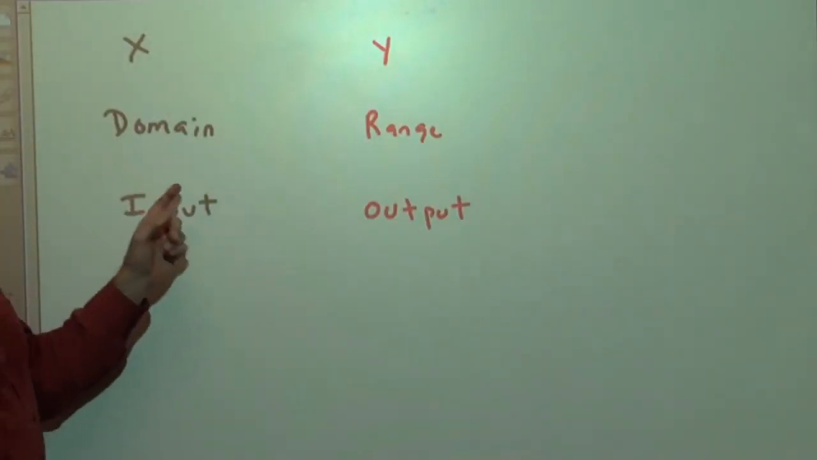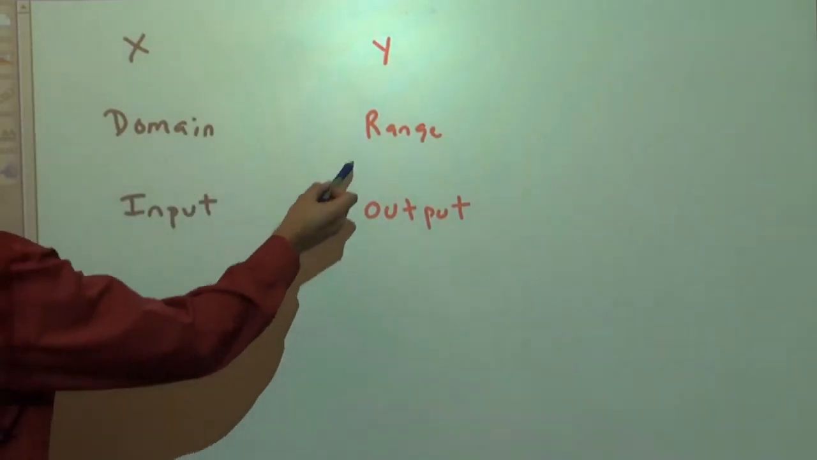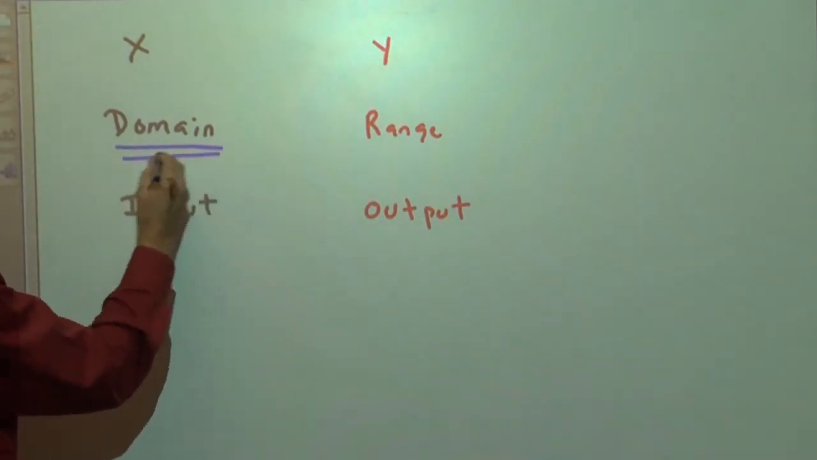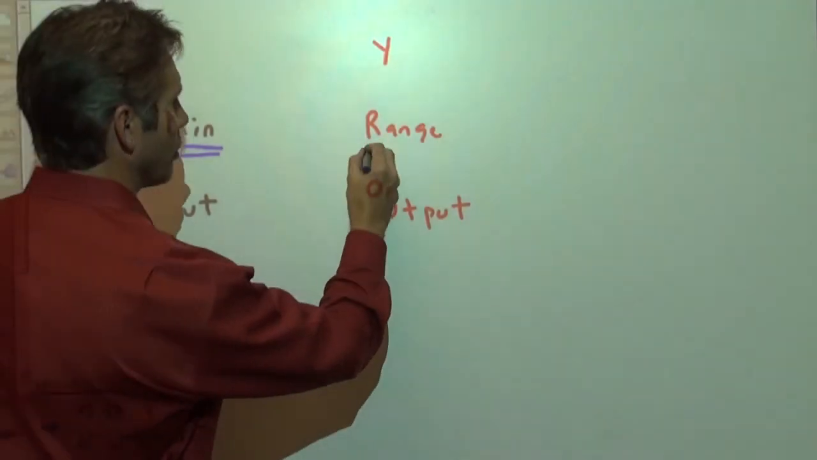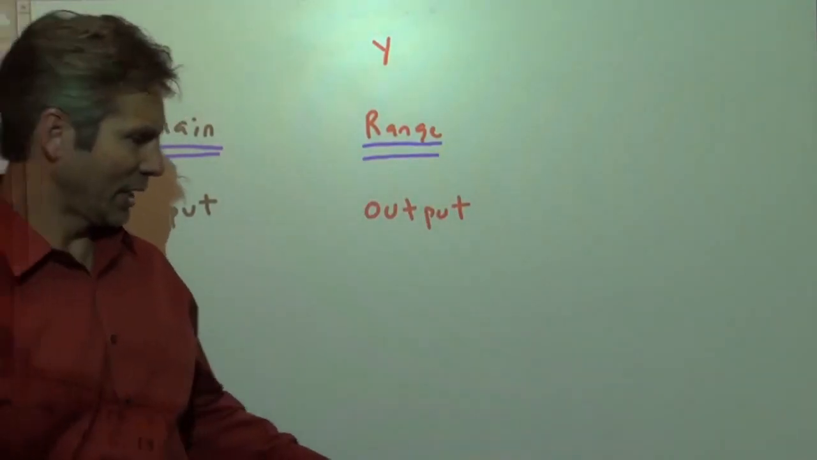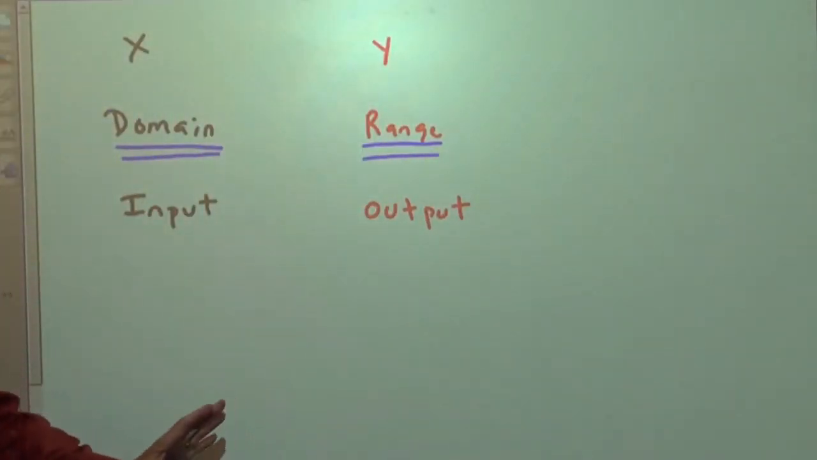So just remember, x comes before y, d before r, so domain are the x values, range are the y values, input for x, output for y. Domain are the possible x values we can use, range would be the possible y values we can use. Later in mathematics we get a little bit more sophisticated with something called a codomain, but for now we don't care. This is good enough. It'll suit us just fine.